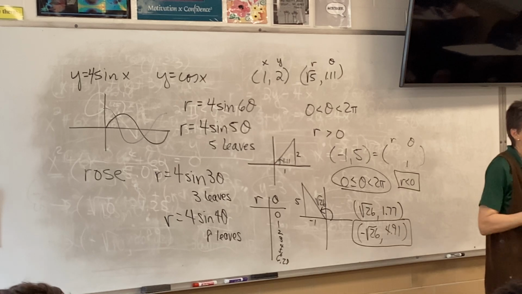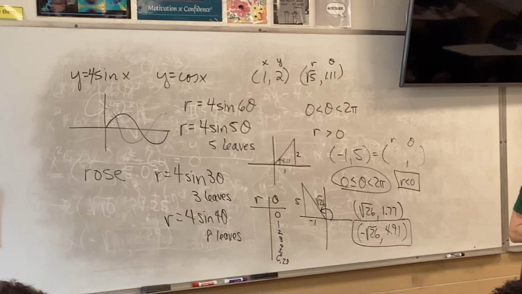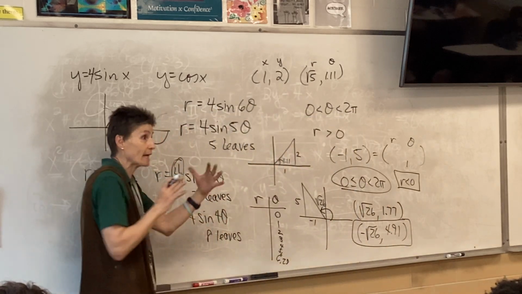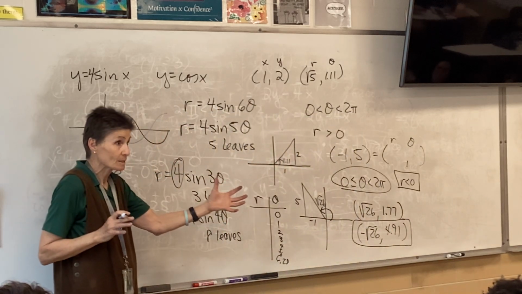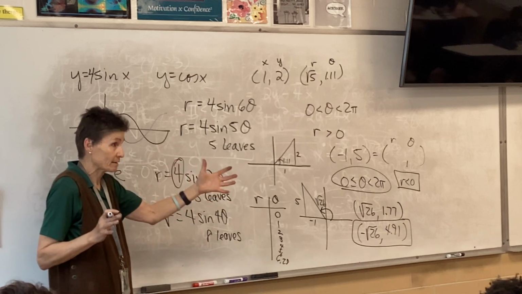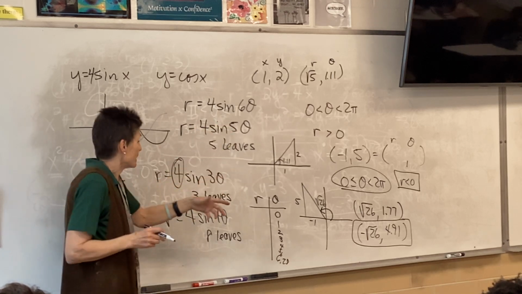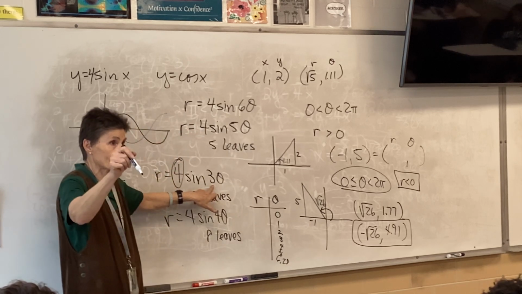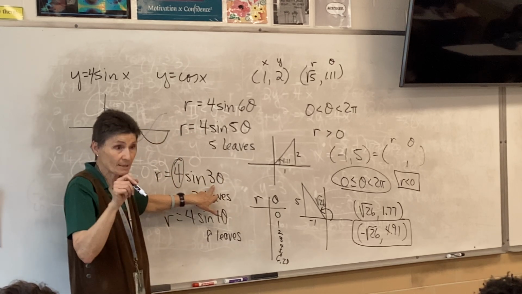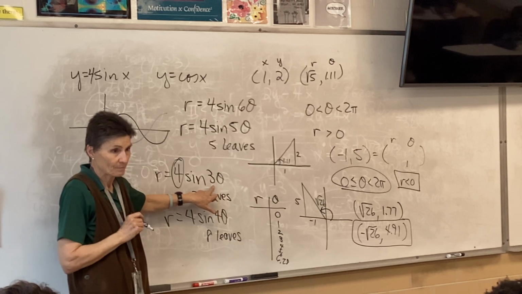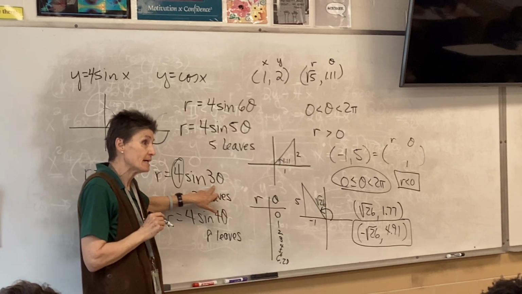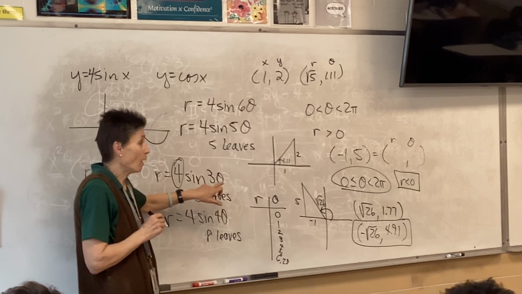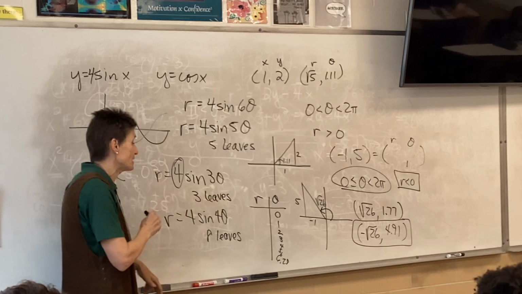So what seems to be the rule here? Even if it's double, this number is always going to be the length of the leaves, no matter what. That's the amplitude. This number tells you how many leaves. If it's odd, it's that many. If it's even, it's twice that. Okay? So odd is that many, even is twice that.